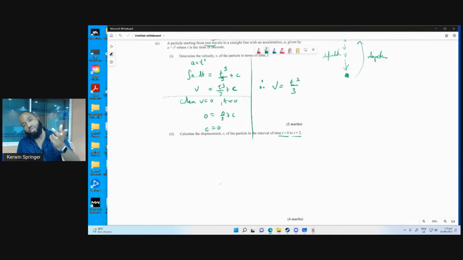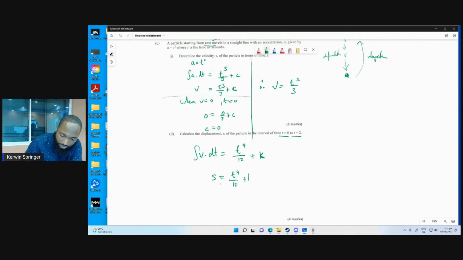No, I know. I could keep integrating and substitute. Let me see. So I integrate this again. Integrate v with respect to t, and that'll be t to the power 4 over 3 by 4, which is 12. The integral of that is s, plus c. I can put k now since I used c already. s is equal to t to the power 4 over 12 plus k.